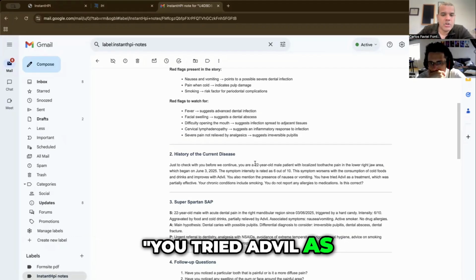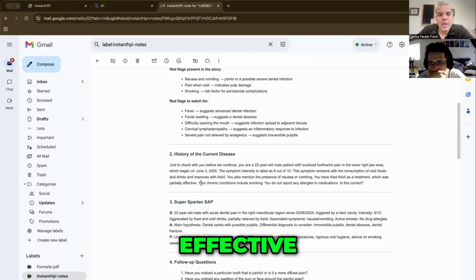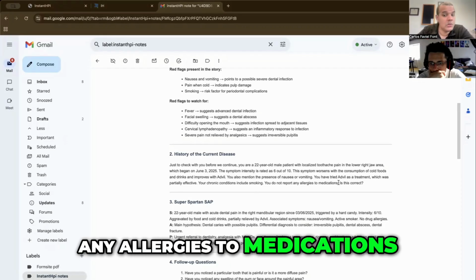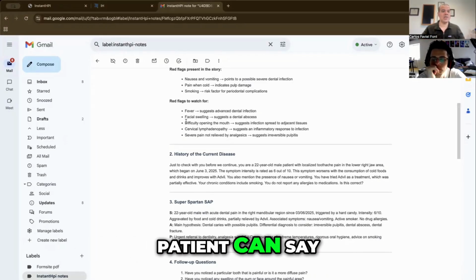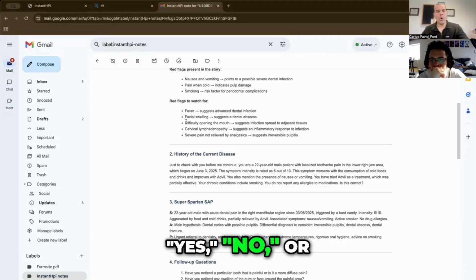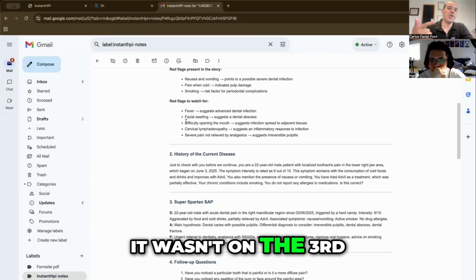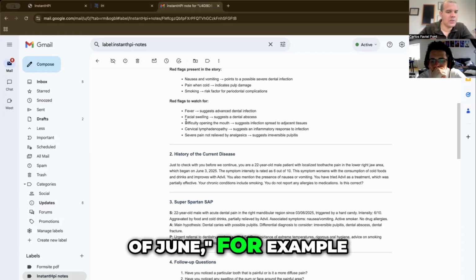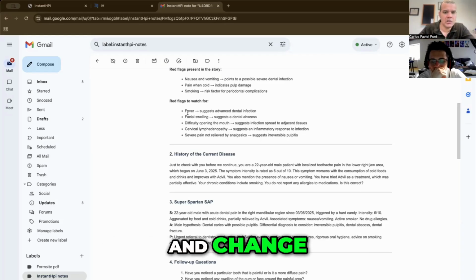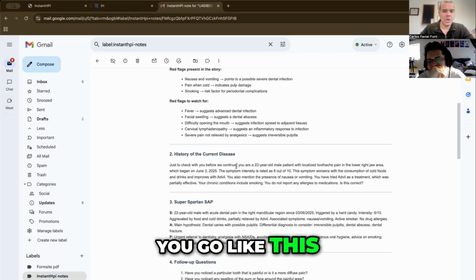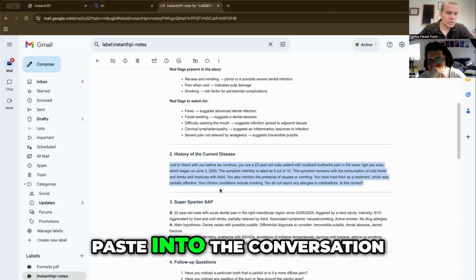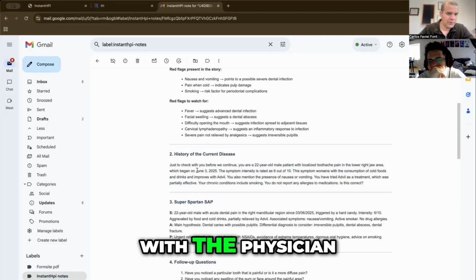You tried Advil as treatment, which was partially effective. And you are a smoker, your chronic conditions include smoking. You do not report any allergies to medications. Is this correct? So this is a structured question so that the patient can say yes, no, or oh, no, it wasn't on the 3rd. It was the 4th of June, for example, because things can change. So it's the other thing. If you work in telemedicine, you go like this, copy, paste into the conversation with the physician.